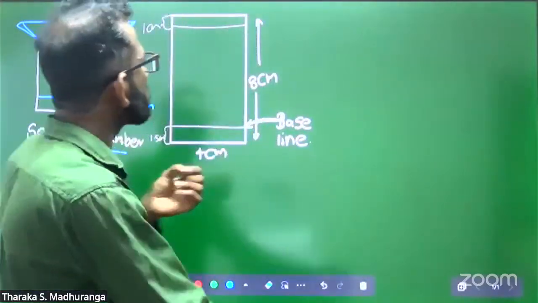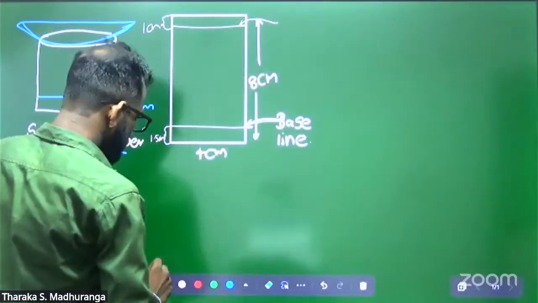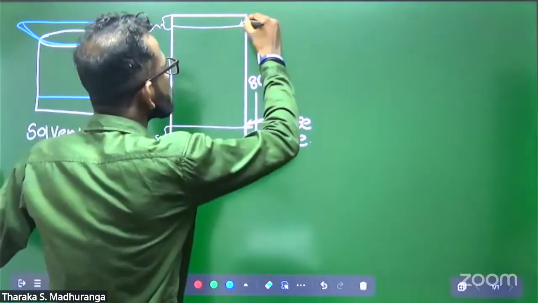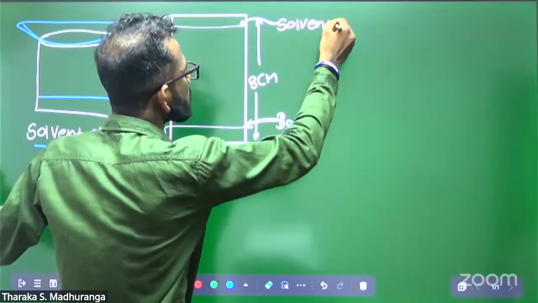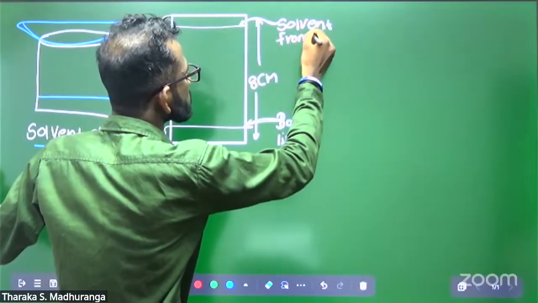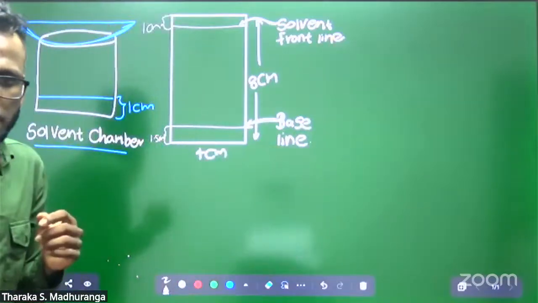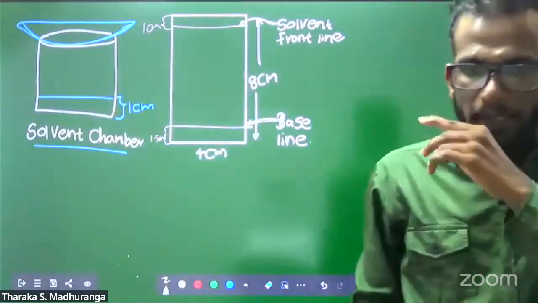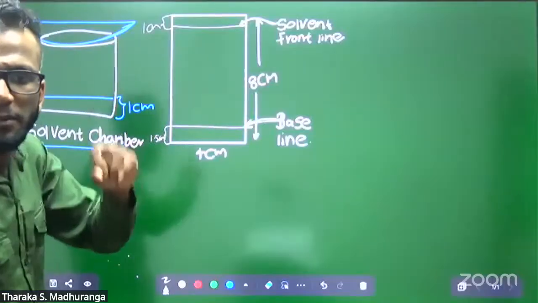This line name is solvent front line. Okay, these are the two lines required on the chromatography paper. The paper is Whatman number 1 chromatography paper.